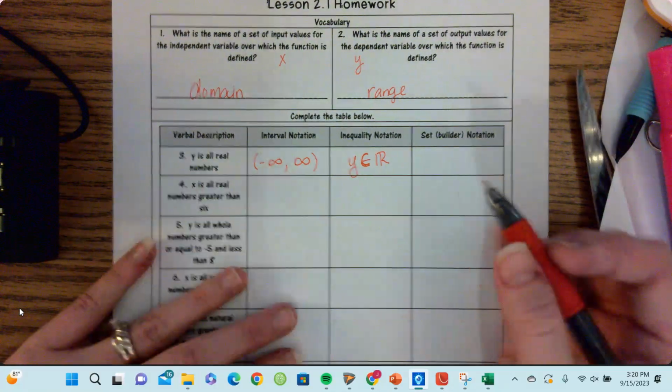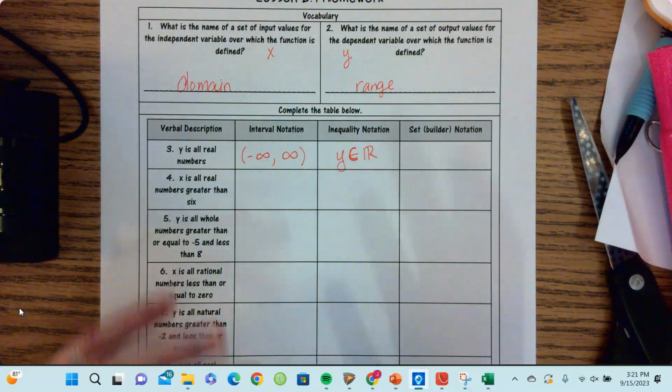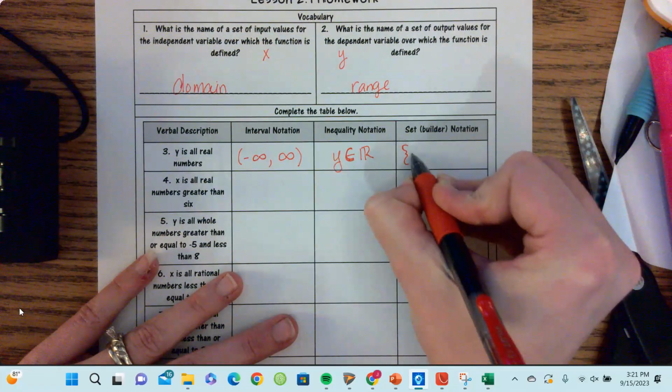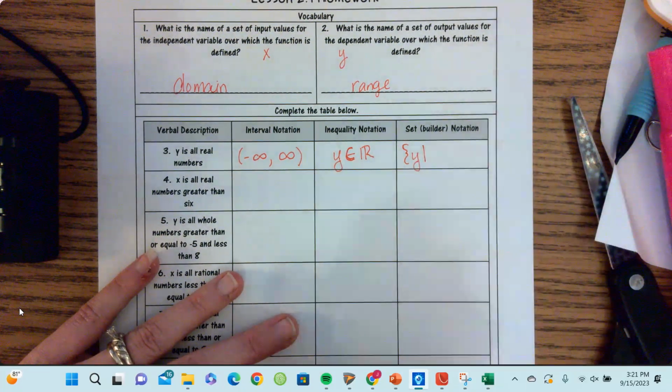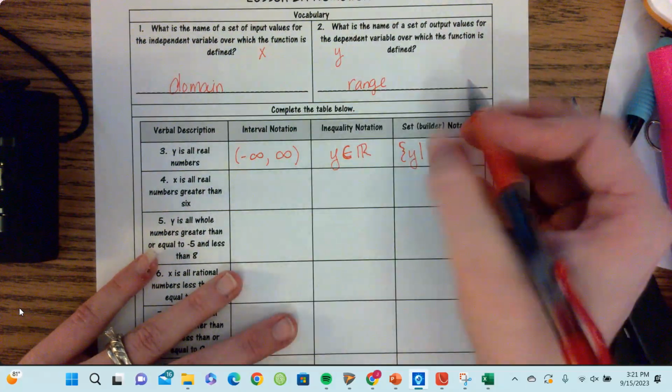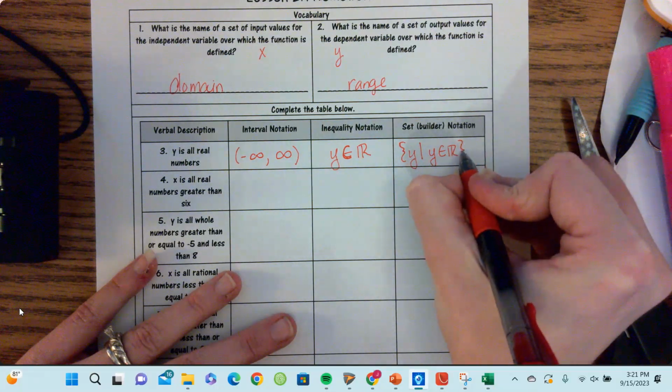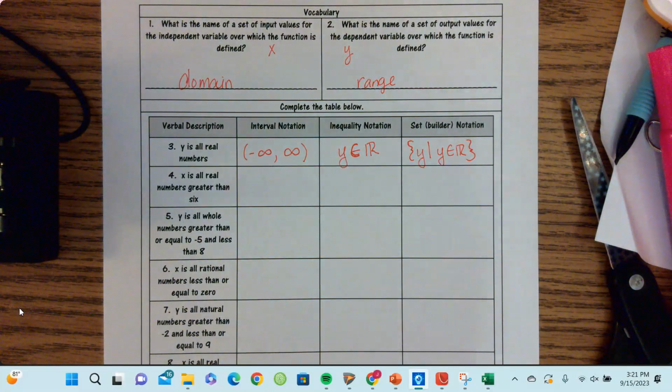And then in set notation, I'm not a fan of set notation. I'm not going to make you do a lot of set notation. But all you do is you take your letter, you write a vertical line, and then you write the inequality notation again. That's all set notation is.